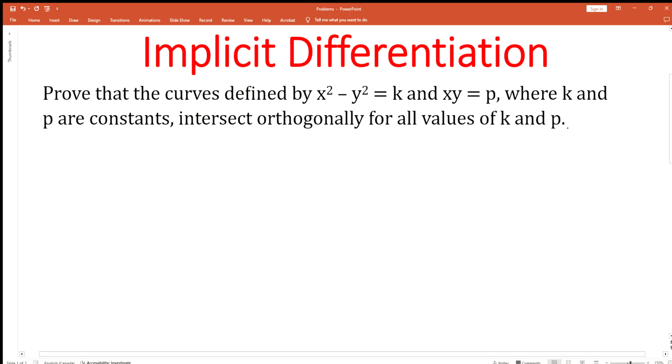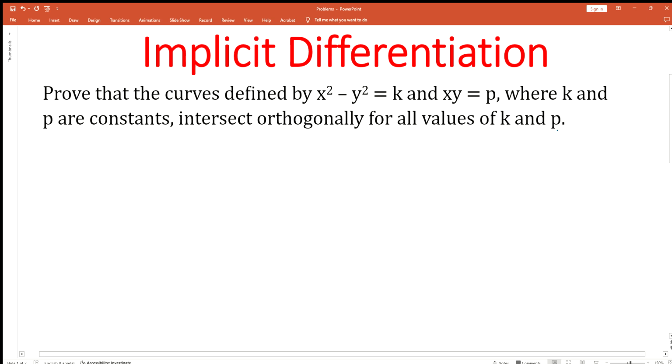In this problem, we have to prove that the two given curves intersect orthogonally for all values of k and p. So we have to prove that these two curves intersect at right angle or 90-degree angle for all values of k and p. If two curves intersect at a point at right angle, that means the tangent to those two curves at that point of intersection also intersect at right angle. This is a very important concept we need to understand and memorize.